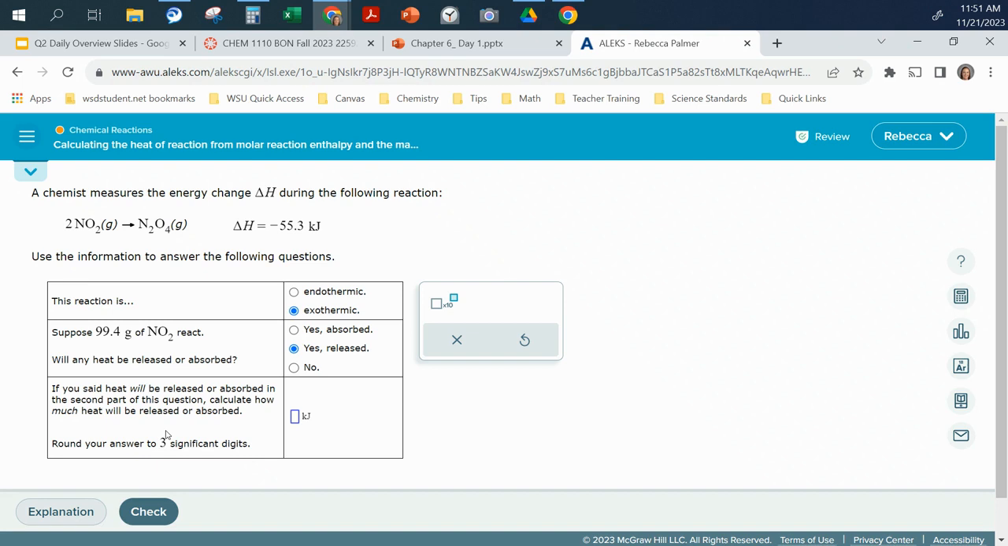That looks like division, we'll get rid of that. We'll just say molar mass. Okay, so that will give us moles of NO2. Do you remember that from chapter 5? We had to use the molar mass.